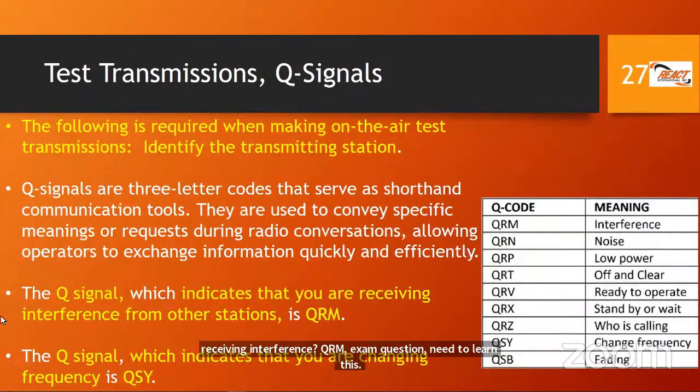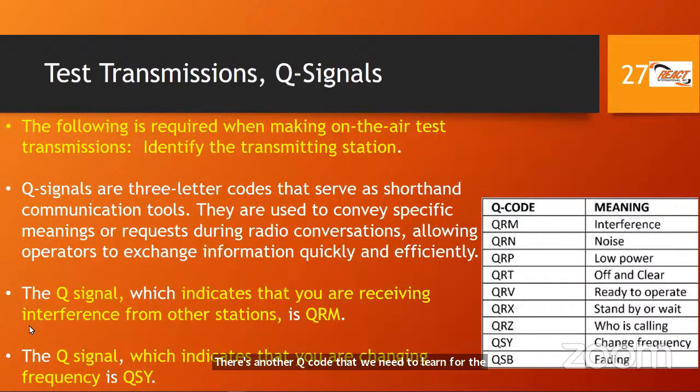There's another Q code that we need to learn for the exam. The Q signal which indicates that you are changing frequency is QSY. So if you want to indicate that you're going to change the frequency from one to the other, you say that you're going to QSY, right? So you verbalize it in audio. Of course, if you're doing CW or Morse code, you give those letters.